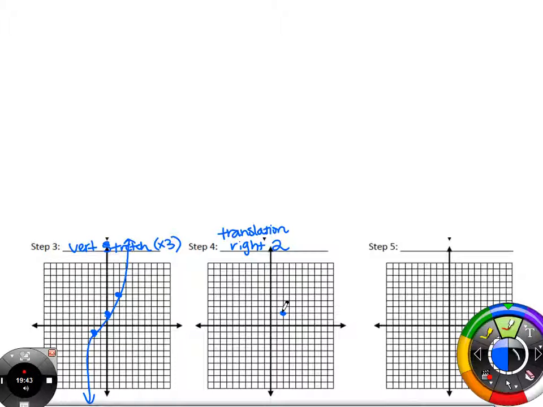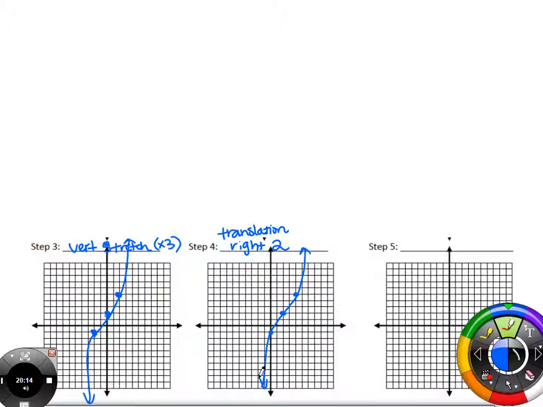You can either move the other points 2 to the right as well, or you can just say, oh, there was a point that was 2 away from it to the right and 3 above it, and you could plot that on here. And then there was another point that was 2 to the left and 3 below, and plot that on here. And drawing your steep curve. Okay. And then we've shifted everything 2 to the right. Okay.